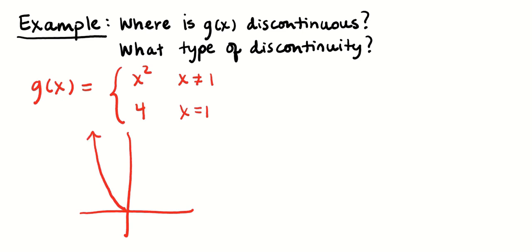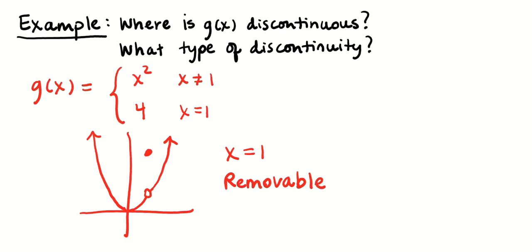Parabola, and then on the right side, it's good, except for right here, it's not there at 1. That's what they told us. It's a parabola everywhere except for 1. And then at 1, y equals 4. Okay. x equals 1 is the location of a discontinuity, and it is a removable discontinuity because it's a hole in the graph.